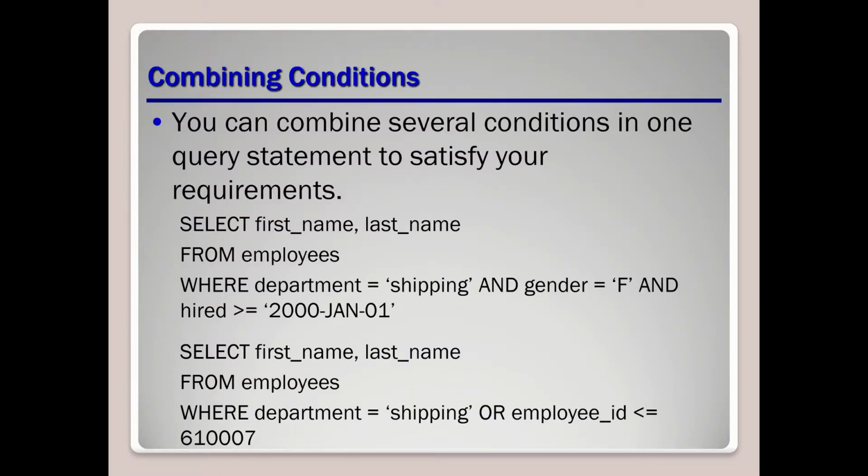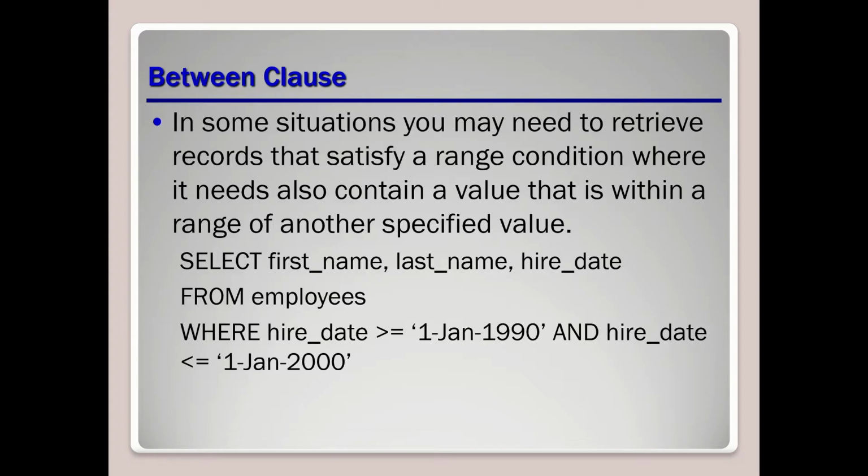So combining conditions, you can combine several conditions in one query statement to satisfy your requirements. Here you have your select first name, last name from employees where department is equal to shipping, gender is equal to female, and hired is equal to or greater than 2011. And here you're going to combine that: select first name, last name from employees where department is equal to shipping or employee ID is less than or equal to 61,007.